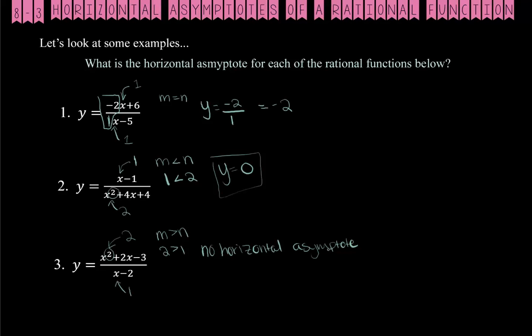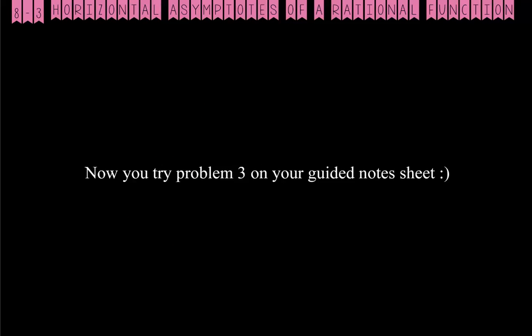All right, so hopefully you've written down those 3 examples, because now you get to try problem 3 on your guided notes. It's an ABC problem. Just remember to look for the degree of your numerator and denominator, then look at your notes on your note sheet to see what situation follows.